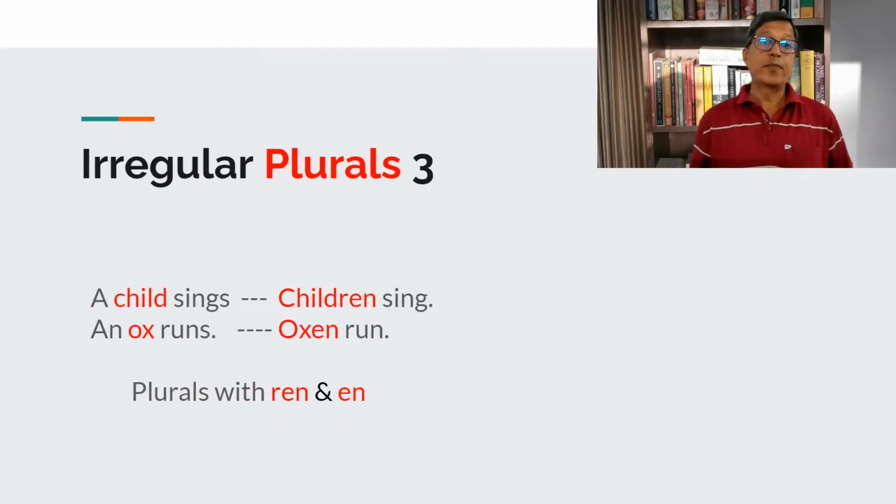Now the third one, I've got only two examples of nouns. Child, a child sings, children sing. An ox runs, oxen run. Very uncommon, though the nouns are very common. Generally, you must have observed people saying child's or children's. So here, in the case of child, R-E-N are added to make plural. In the case of oxen, just en are added. So this is the third rule.